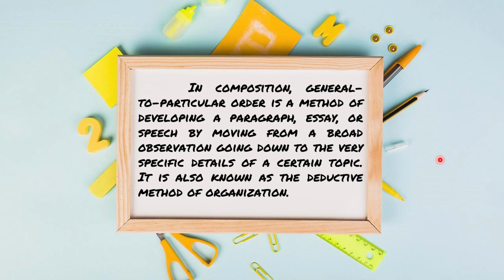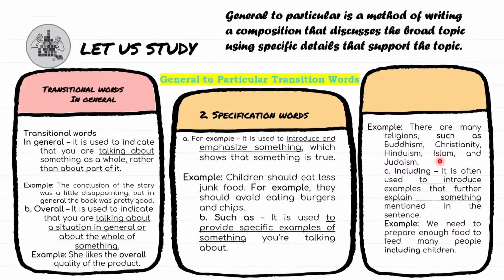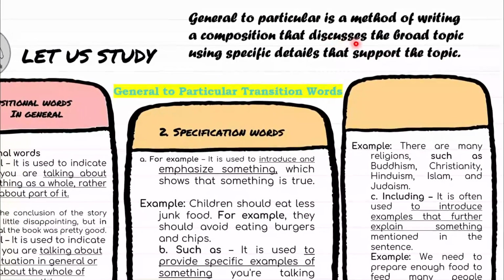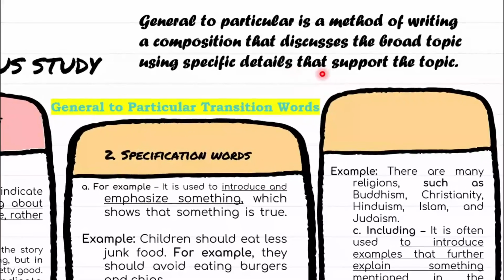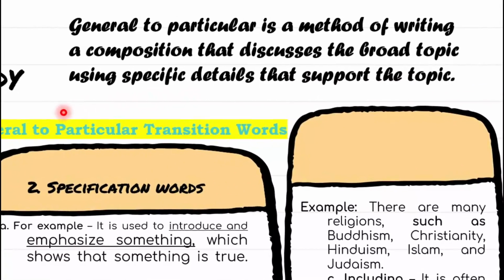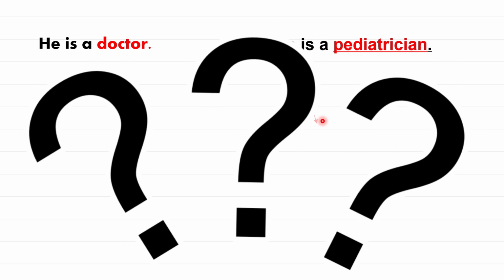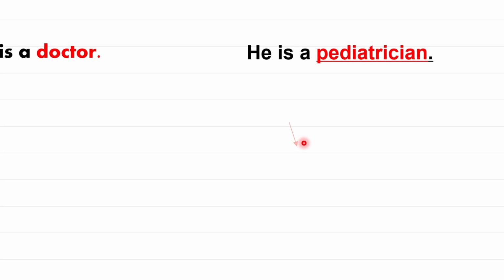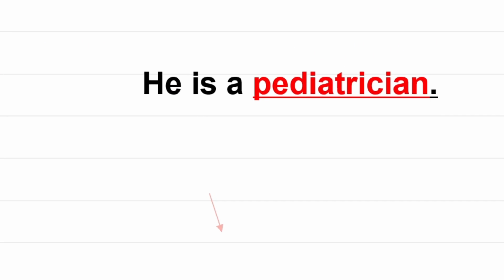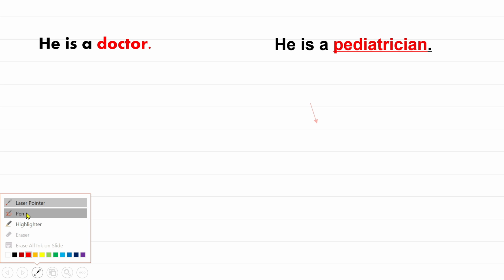So what is a deductive method of organization? General to particular is a manner of writing or a composition that discusses the broad topic using specific details that support the topic. You will learn about transitional words in general. I have a sentence here. I have another sentence here. Compare the two sentences. Which one is clearer? I mean, which one is more comprehensive? Correct. The sentence that is more comprehensive is the one on the right. He is a pediatrician. They are both doctors, right?